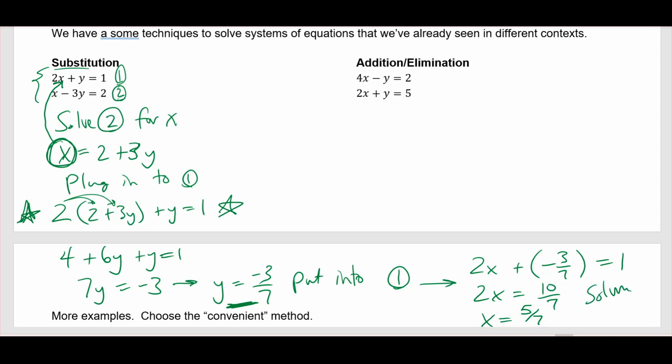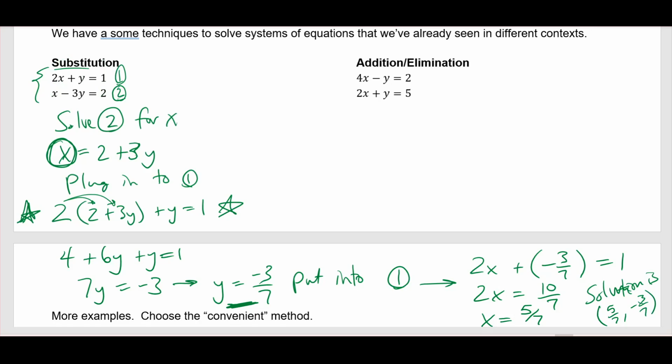So our solution is the x value and the y value that it's paired with. Okay, great. And when we're done here, we ought to take our solution and we ought to plug it back into both of these original equations and say, hey, does it actually make it true? Did it actually work? Okay, so substitution.